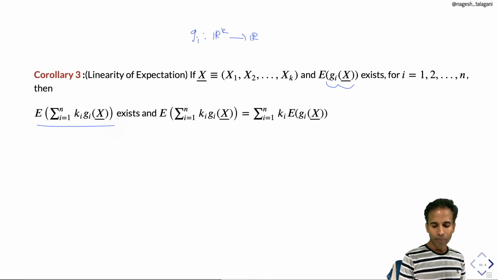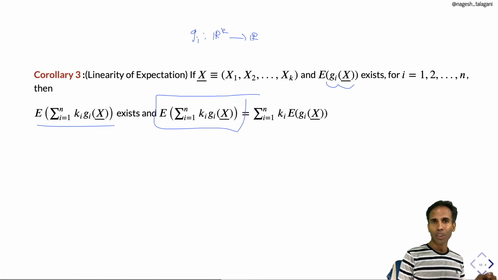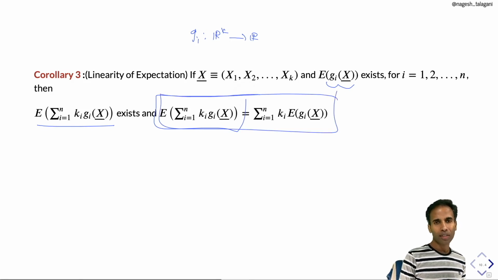Not only that, the expectation of this linear combination of g1(x), g2(x), and so on, gn(x) is going to be the linear combination of the expectation of g1(x), expectation of g2(x), and so on, expectation of gn(x). Okay, so this is the general result.